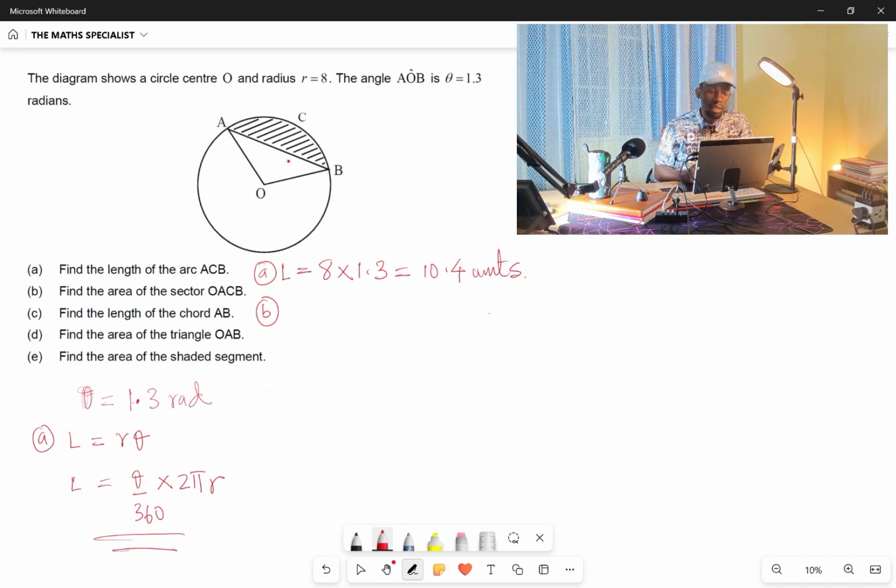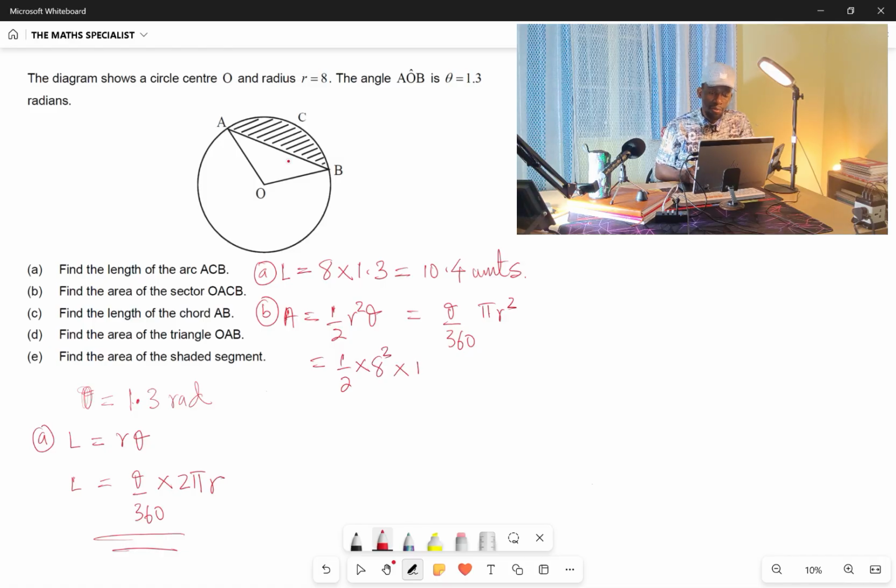Part B of the question is to find the area of a sector OACB. Simple. The area of a sector is given by a half R squared theta, and we use this formula because our theta is in radians. Suppose our theta was in degrees, the formula changes. It will be theta over 360 multiplied by pi r squared.